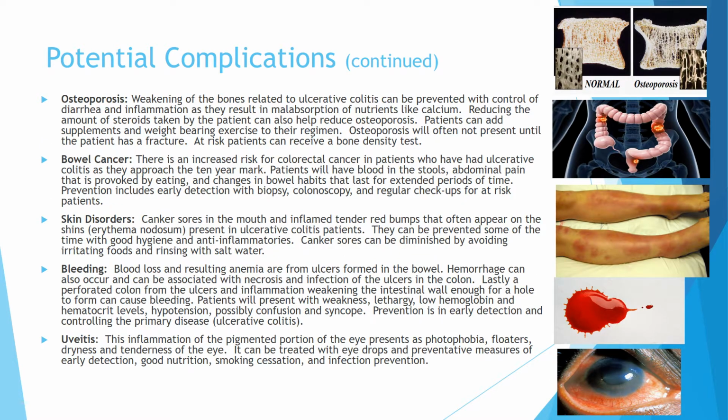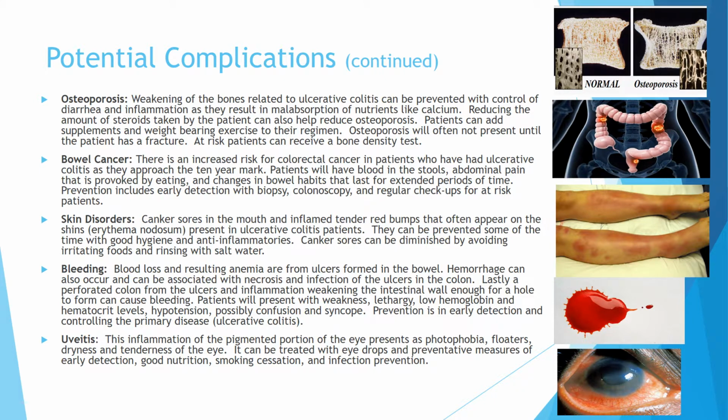The complications on this page for ulcerative colitis are going to be your osteoporosis, and a lot of that has to do with that inflammation in the bowel and the malabsorption. And you have 2 pictures showing you what happens to your bones as that progresses. Bowel cancer, you're just at an increased risk for it, especially after you've had something like ulcerative colitis for 8 or 10 years. So you want to be good about your checkups and preventative care there.